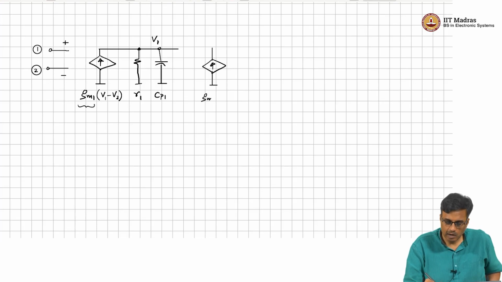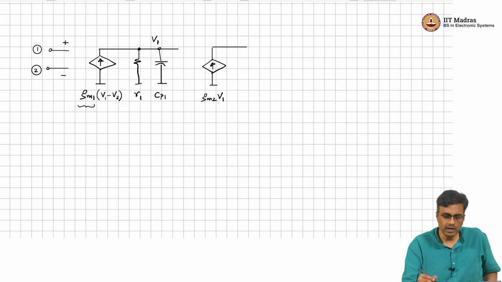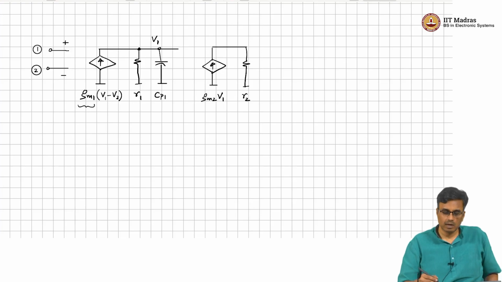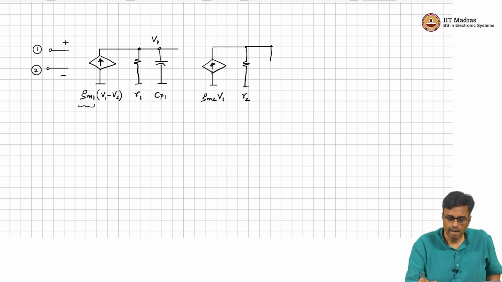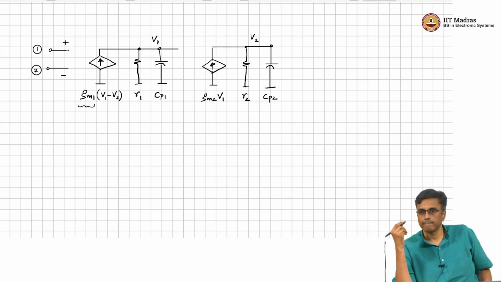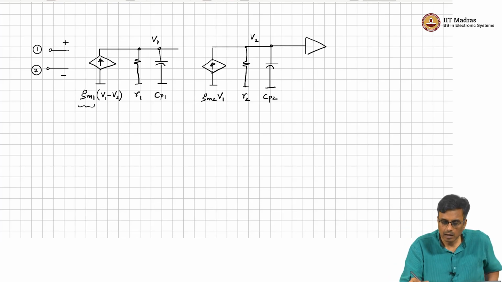So, this is GM, some other transconductance, which will convert that voltage into a current, pass it through another resistor R2, and then this is CP. Okay, and so this is voltage V2. And this is a voltage controlled voltage source. This is V1.